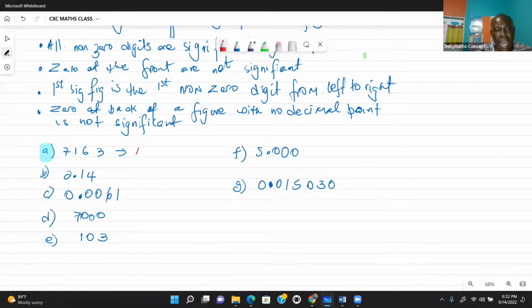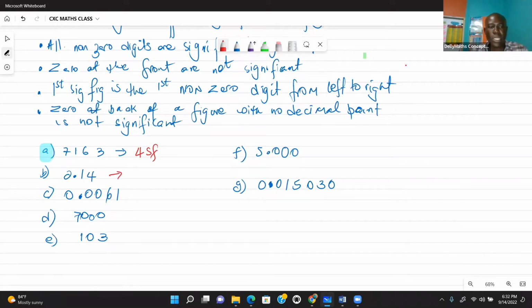We would definitely have 4, and I'm going to put SF for significant figures. So we actually have 4 significant figures at A. Why? Because all non-zero digits are significant. So the 7 is the first significant figure, the 1 is the second, the 6 is the third, and the 3 is the fourth significant figure as we go on.